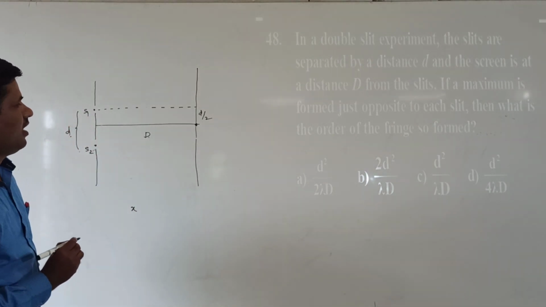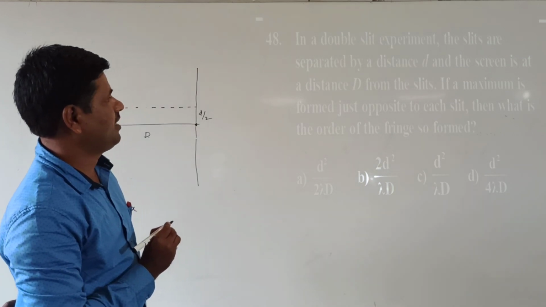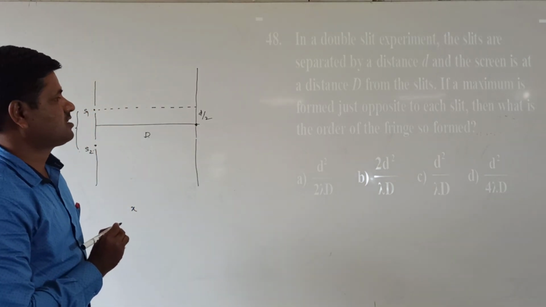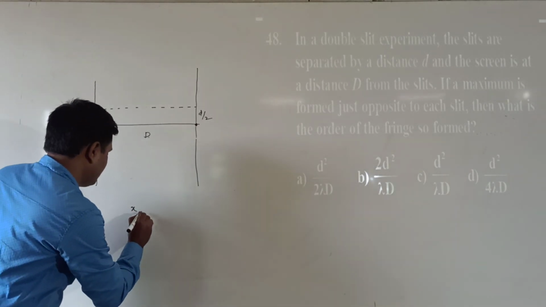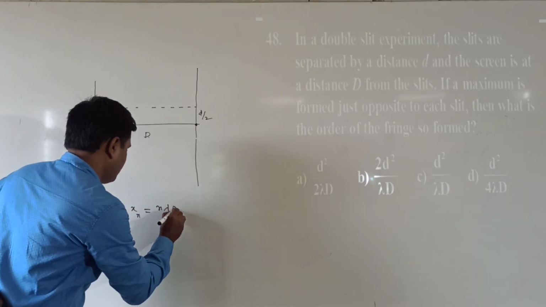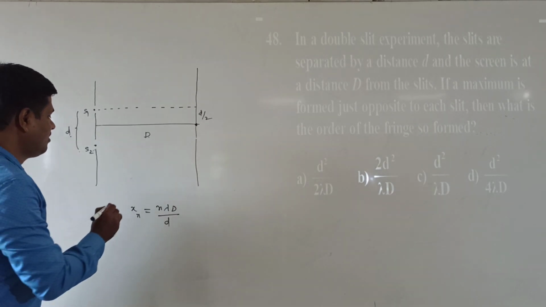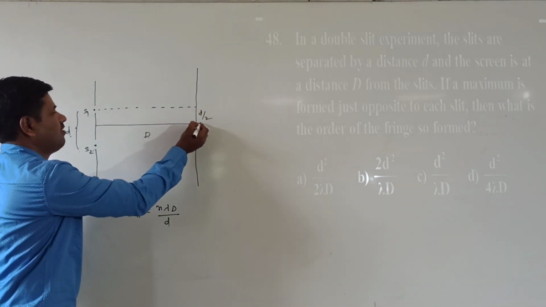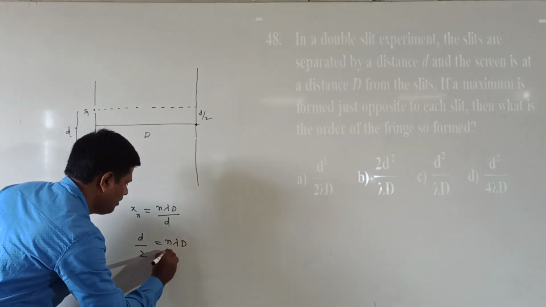The bright fringe formula is xn, we know that formula. The slits are separated by distance d. The maxima is just opposite to the slit, so the order of the fringes is n. xn is equal to n lambda D by d. This is the distance from the central maxima. Now what is the distance from the central maxima here? d by 2 is equal to n lambda D by d.